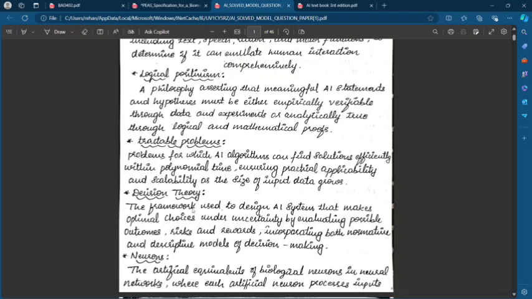So you understood, right, what decision theory is. Now I'll just tell once again, decision theory is nothing but a framework used to design AI systems. So how it should decide things under uncertainty, how it will make its choices.